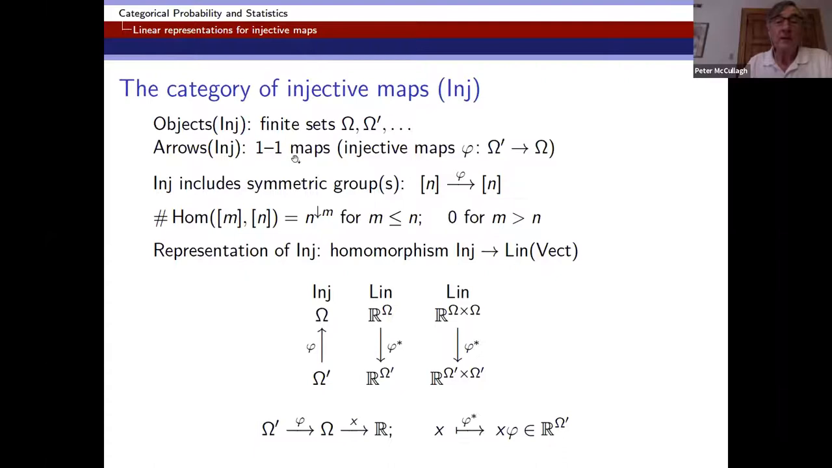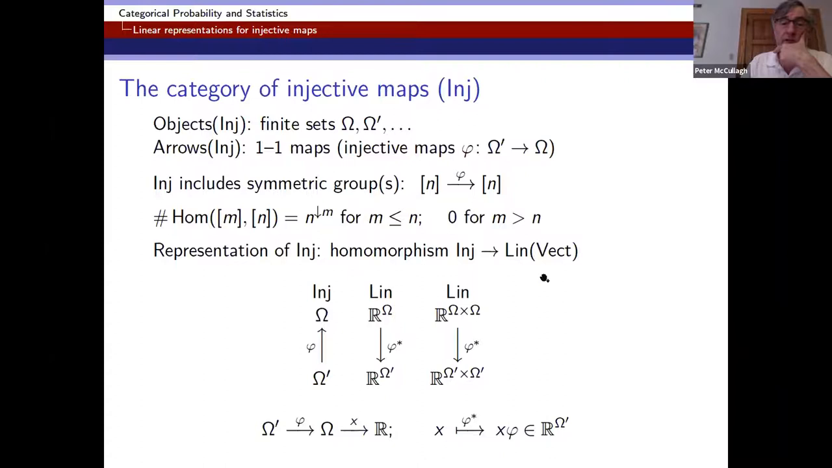So the injective maps you're all familiar with. And the injective maps include the finite groups. So m is less than n here. So the number of maps is the descending factorial. So what do I mean by a representation of injective maps? Well, I'm not sure if homomorphism is the right word here, but it's a functor from the injective maps into linear transformations on vector spaces.